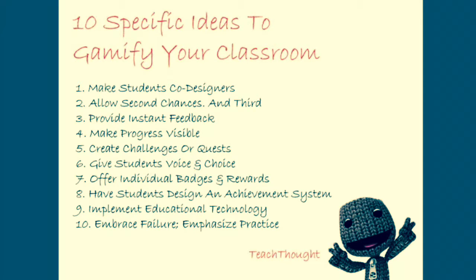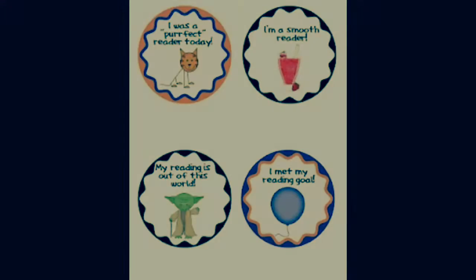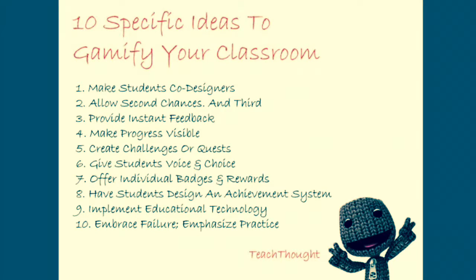Number 7 calls for acknowledging student achievement with badges and rewards. And we mentioned this a bit earlier too. But badges and rewards are definitely a way to boost student confidence and further student motivation. Number 8 calls for the implementation of a class-wide achievement system, and this is to recognize both individual and classroom achievements.